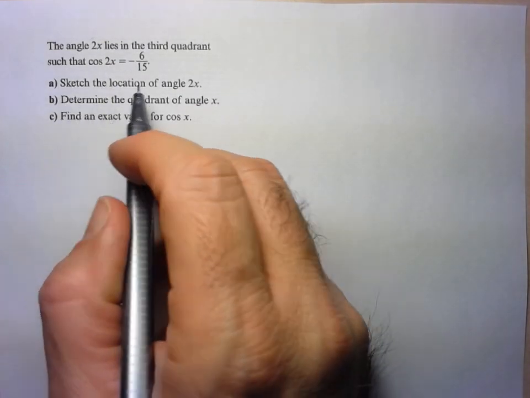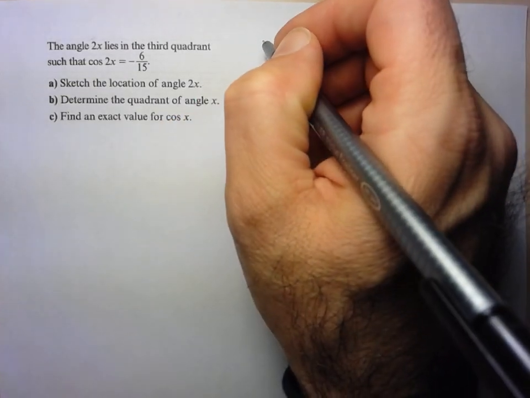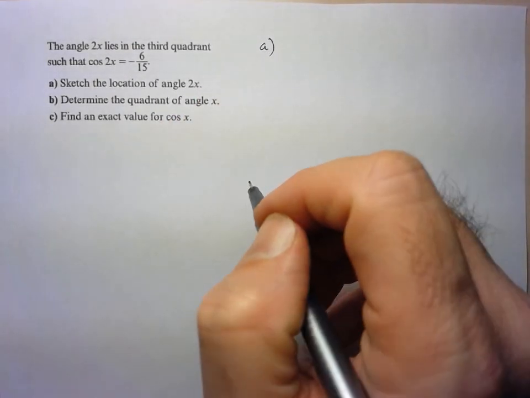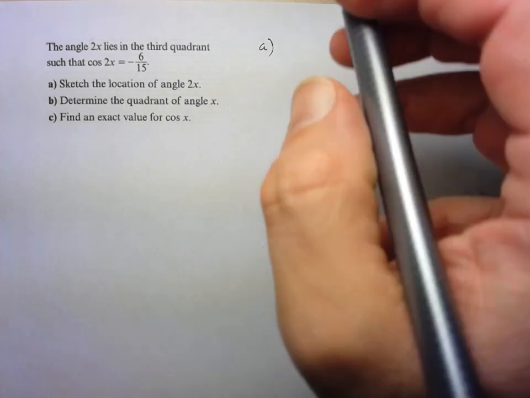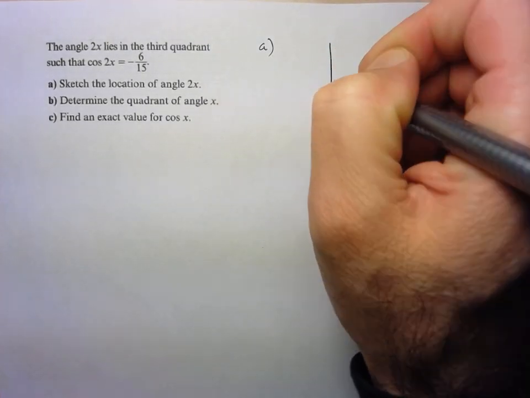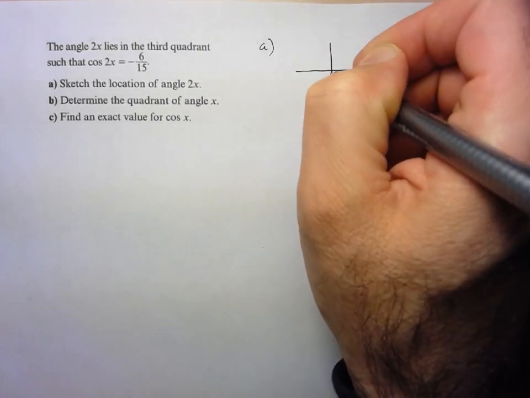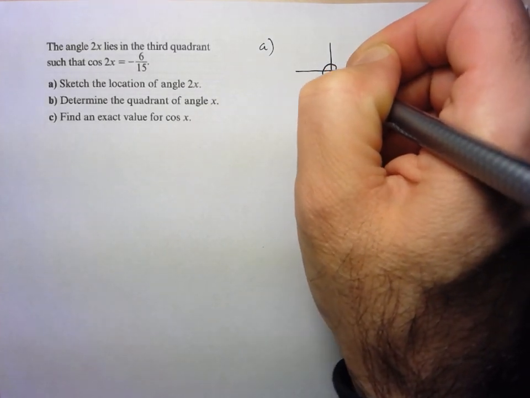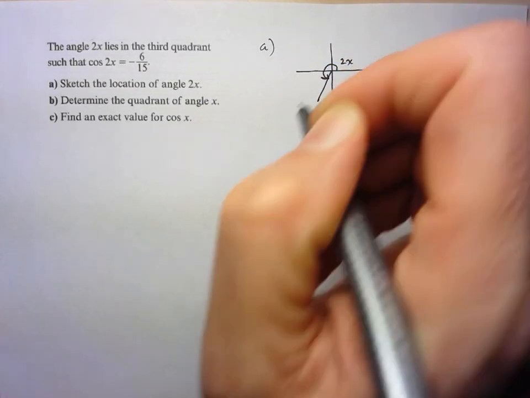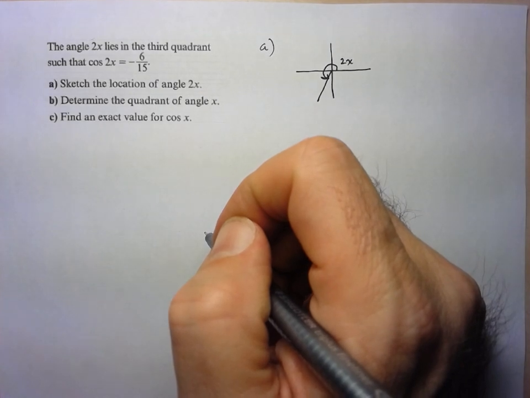So first of all, sketch the location of 2x. Okay, not much to do there. They just tell us that it's in the third quadrant. So I'll just draw some random angle in the third quadrant, and this will be my angle 2x. Okay, not much else to do there.